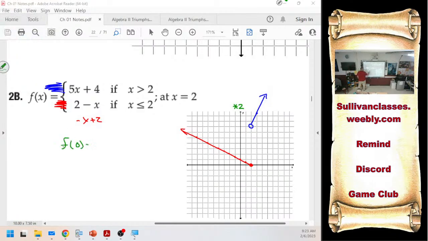The function of 0 is, plug it in here, 2. Oh, function of 2 is 0. Dyslexic math teacher.